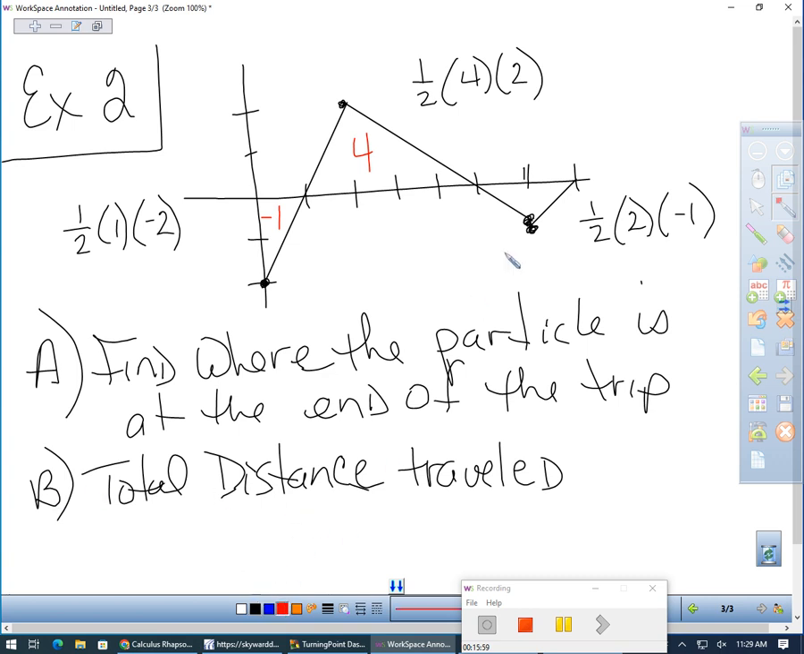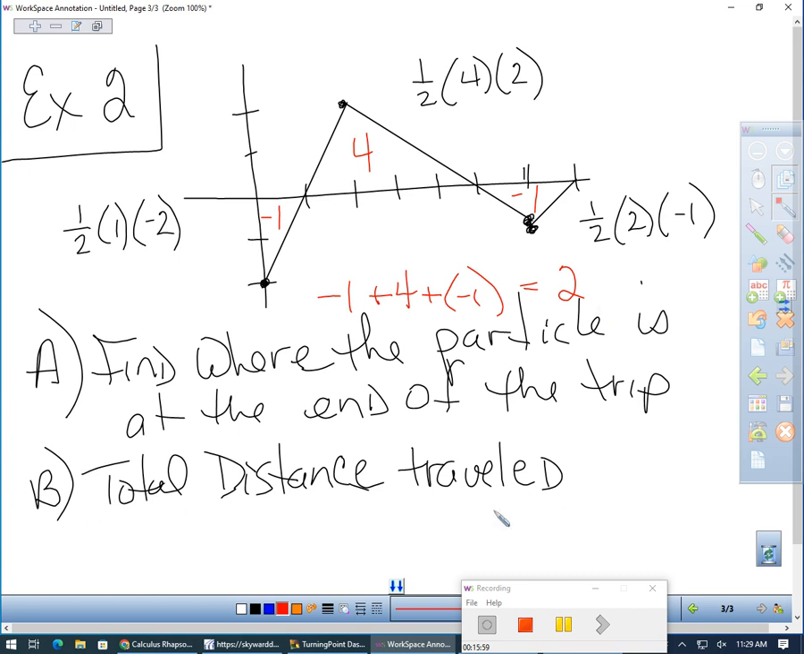Everybody good? Okay. So now, if I'm talking about where the particle ends up at the end of the trip, all I have to do is add those 3 things together. So for this one, I have -1 plus 4 plus -1. It equals 2. So it ended up at 2.